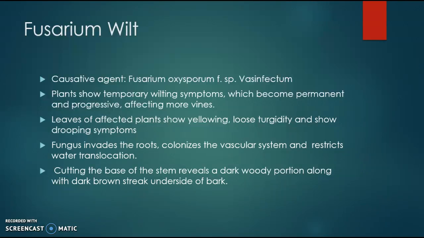Fusarium wilt. Plants show temporary wilting symptoms which become permanent and progressive, affecting more veins. Leaves of affected plants show yellowing, lose turgidity, and show drooping symptoms. Fungus invades the roots, colonizes the vascular system, and restricts water translocation. Cutting the base of the stem reveals a dark woody portion along with a dark brown streak on the side of the bark.